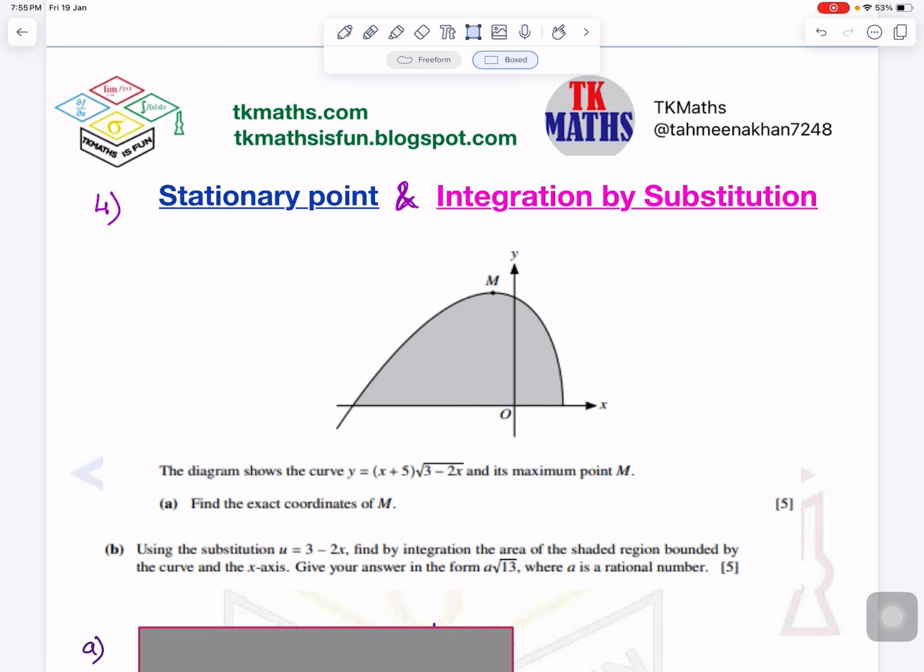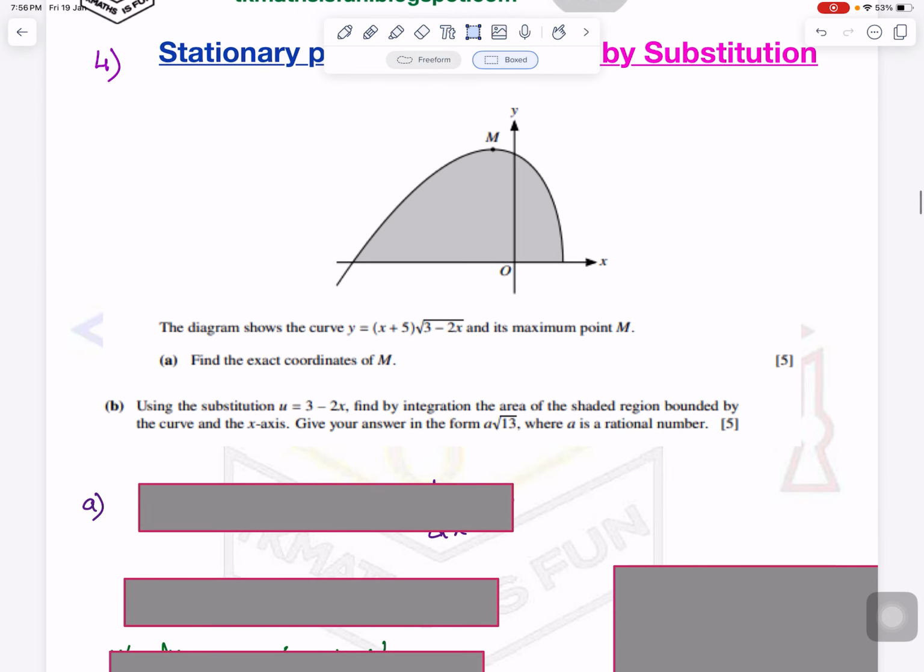In today's video, we will solve a question on integration, which is a part of the syllabus of A-level Mathematics P3. This question will have a concept of a stationary point, and the integration by substitution method will be used in it. So it will be a good revision of both concepts if you understand the solution of this question. So let's start.